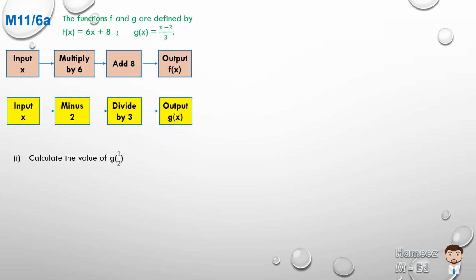So part 1, calculate the value of g of a half, which means that the input is a half. So let's write our formula, let's substitute and solve. Those normal 3 steps for any time there's a mathematical formula in any subject, that's the steps. Write the formula, substitute and solve. Quite simple. So the formula is g of x is equal to x minus 2 all over 3, that's given. And we want to find g of a half. So let's substitute x as a half. So g of a half is equal to half minus 2 all over 3.